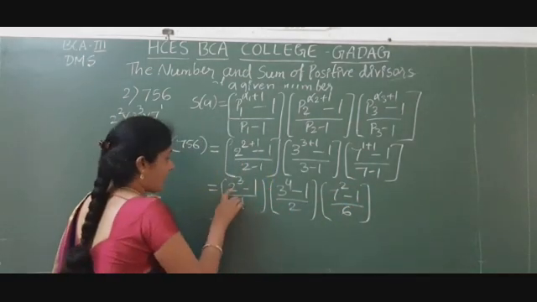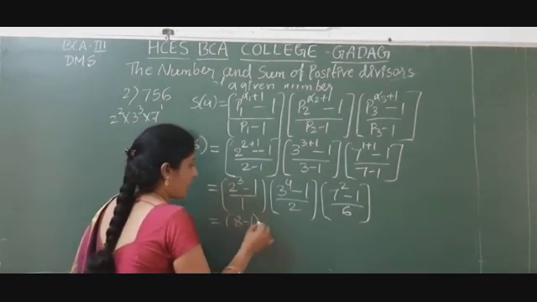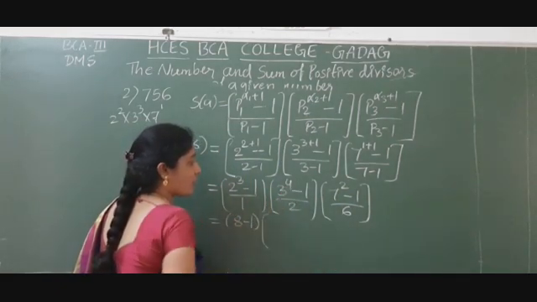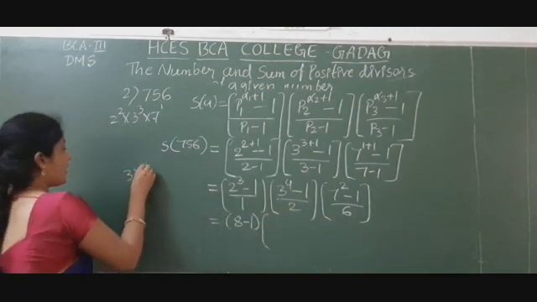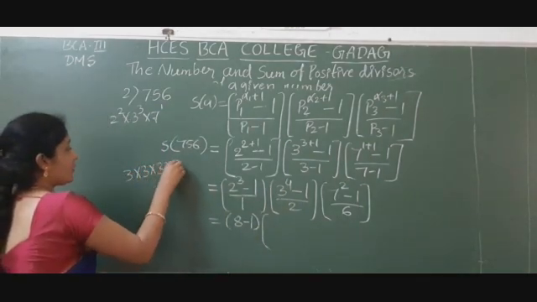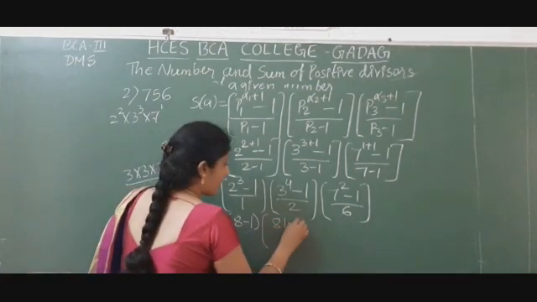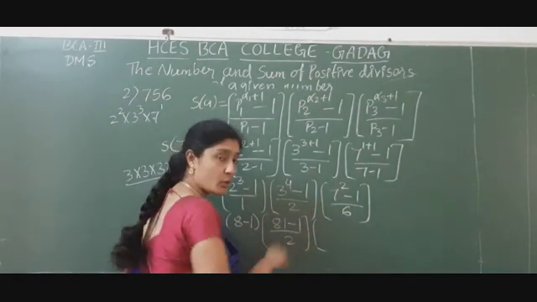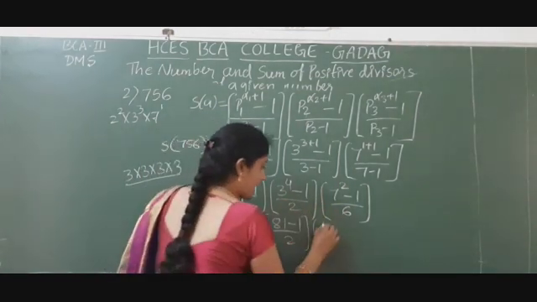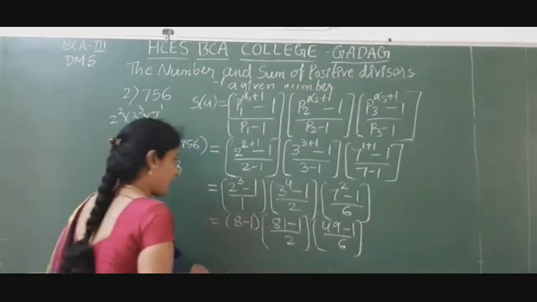Next, 7 raised to 2 minus 1 divided by 6. Now, what is 2 raised to 3? That is 8. 8 minus 1. Next, 3 raised to 4, that is how much? See, 3 raised to 4 means 3 into 3 into 3 into 3, which is nothing but 81. So, 81 minus 1 divided by 2. Next, 7 raised to 2 means 7 sevens are, that is 49 minus 1 divided by 6.